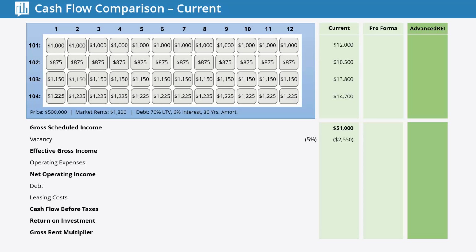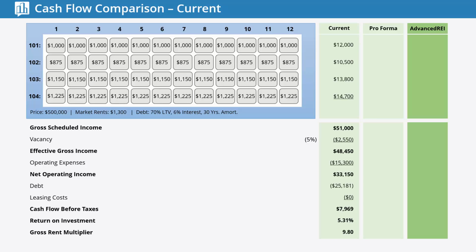Minus a 5% vacancy factor gives us our effective gross income. Minus the operating expenses gives us our net operating income. Minus the debt and the leasing cost. And the leasing costs are $0 because, as standard practice, the industry doesn't calculate leasing costs, so we're going to exclude them here. Gives us our cash flow before taxes, our return on investment, and our gross rent multiplier. So that's how the industry calculates the current cash flow statement.